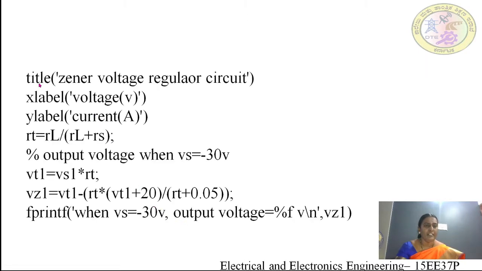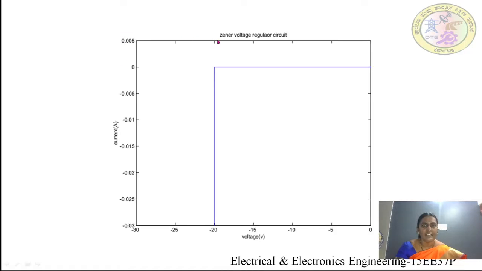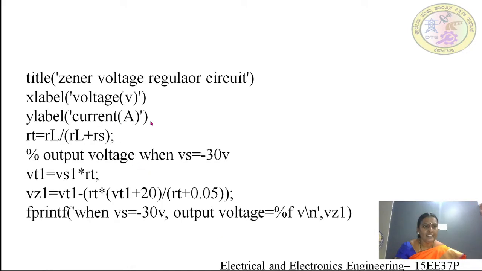Next, title. After the graph is plotted, we have to give the title to the graph, that is, title Zener voltage regulator circuit. Observe the graph, the title is Zener voltage regulator, and the x-axis label is voltage in brackets V, and the y-axis label is current I. So that is there in this.